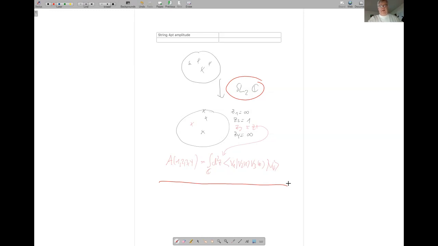a string process with 4 external states would be a worldsheet correlator with 4 vertex operators, 3 of which are fixed to standard positions, infinity, 1, and 0, and then only the 4th vertex operator with a position z is integrated over all possible positions on the worldsheet.